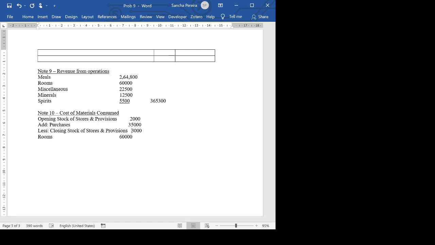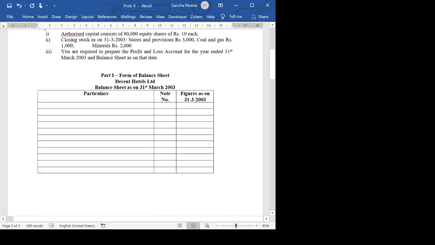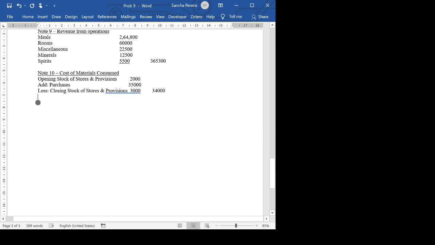Okay, so it gives us the cost of materials consumed for stores and provisions. So it will be 37 minus 3, which is 34,000. So for each of these, we will calculate and then I put together the total. Similarly, we have to calculate now for coal and gas. I think the second one is coal and gas. Yes.